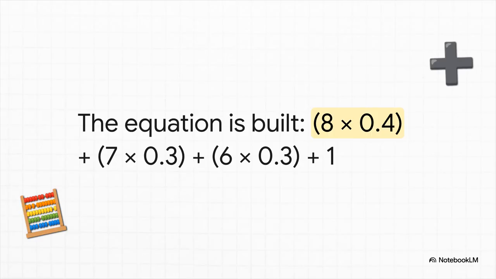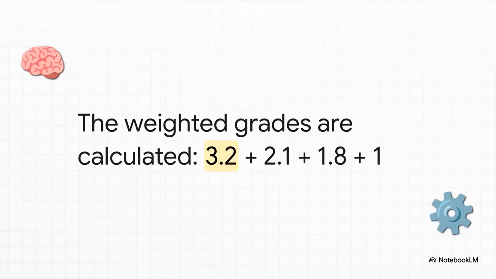So let's build our equation. You take the science grade, 8, times its weight, 0.4, plus the math grade, 7, times its weight, 0.3, plus the computer grade, 6, times its weight, 0.3, and then you tack on that +1 bias right at the end. When you do that first round of multiplication, you get 3.2 for science, 2.1 for math, and 1.8 for computer. Now, all that's left to do is add everything up. And that gives us a grand total of 8.1.